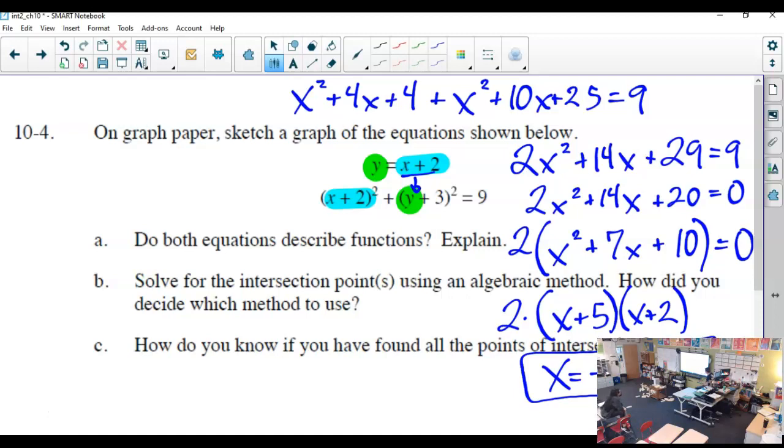I can plug it into the line. So if x equals negative 5, what does y equal? Negative 3. And if x equals negative 2, y equals 0.